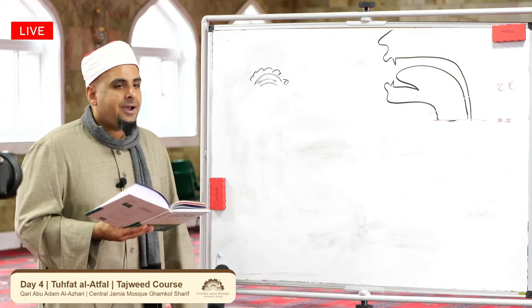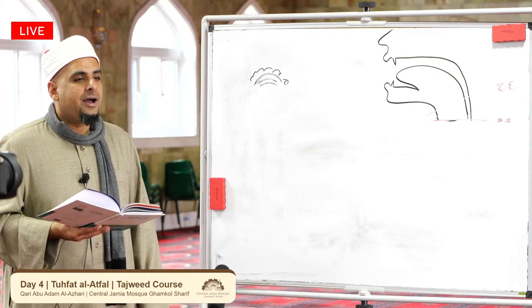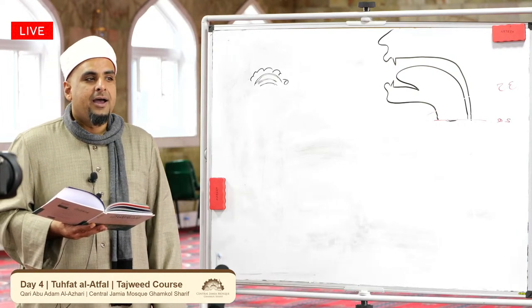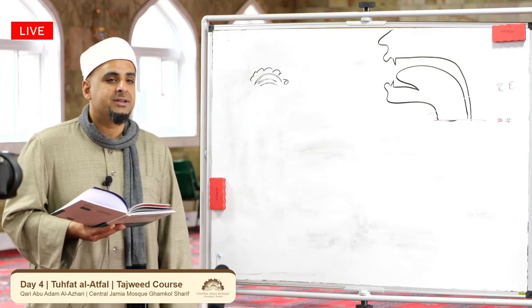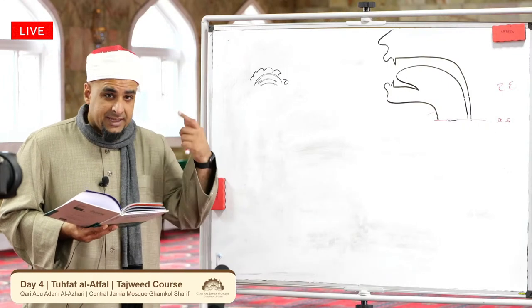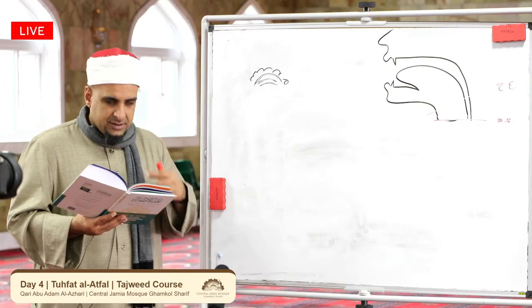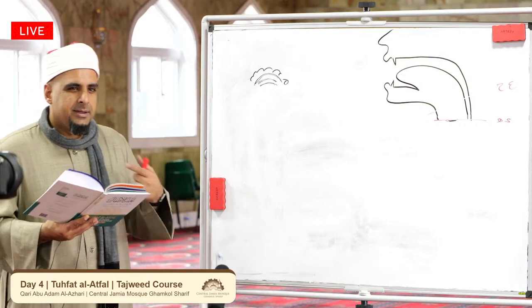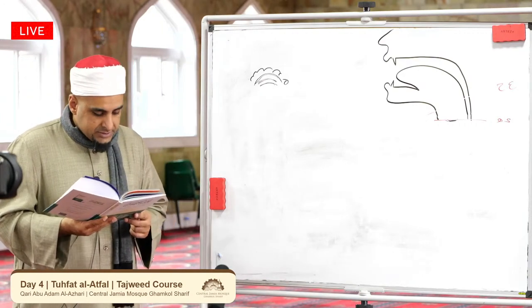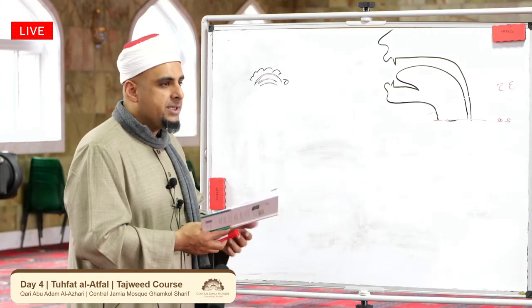Okay, so ha, ha. A lot of people struggle with the letter Ayn. They just can't get their head around what they're supposed to do with their throat. Once they understand the science behind it, it makes it a bit easier. The last one, number four, Adna al-Halq, the closest part to the mouth.